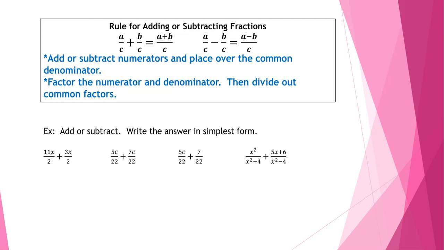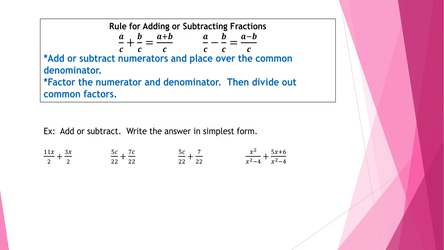Same thing with subtraction: a over c minus b over c. Two fractions being subtracted have the same denominator, or common denominators. We rewrite the common denominator and the subtraction happens in the numerators: a subtracts with b. So it says here that we will add or subtract numerators and place over the common denominator. Factor the numerator and denominator, then divide out common factors. That's really the process we'll use for adding or subtracting. The first part is applying the rule, and the second part is the simplification of the final answer.